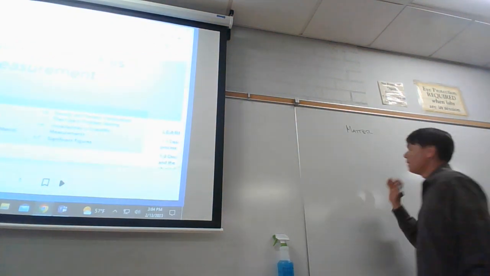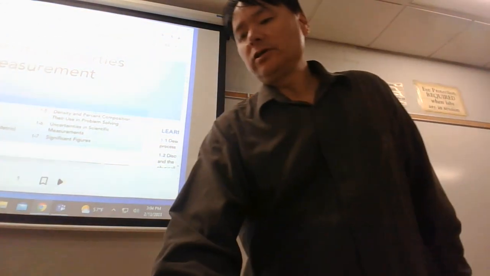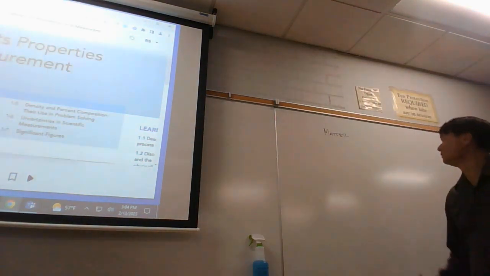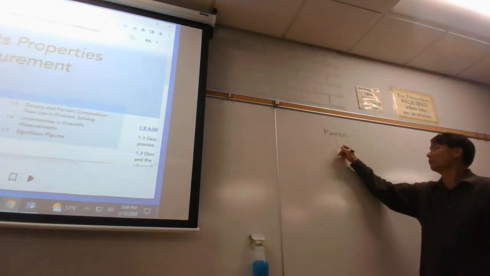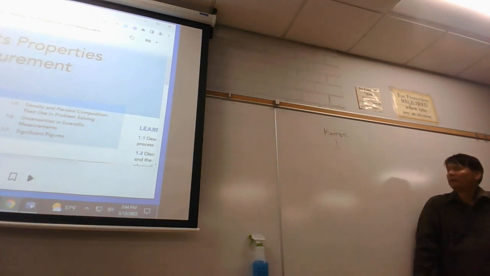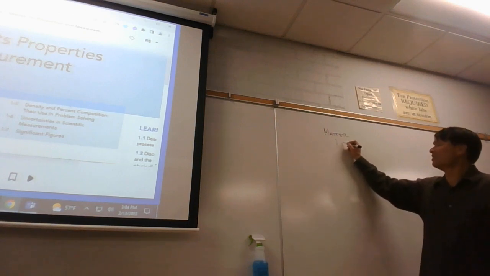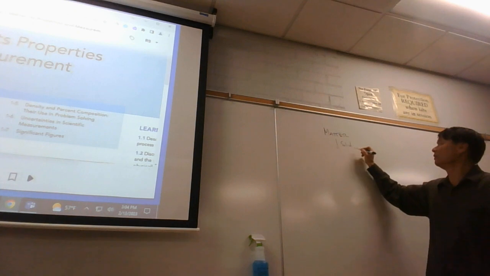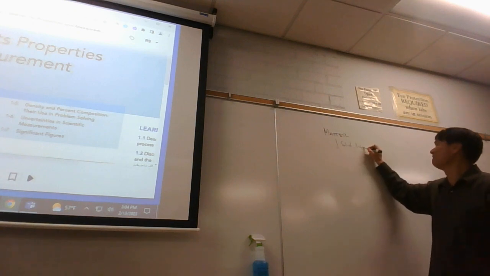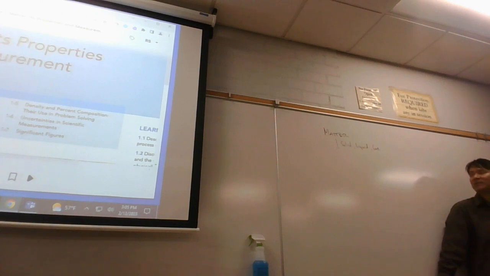So when we look at matter, it is the physical material of the universe. And so what we want to do is subdivide it. This pretty much contains everything. And so when we categorize matter, one of the first things we can look at is: is it solid, liquid, gas? We call these the three states of matter.